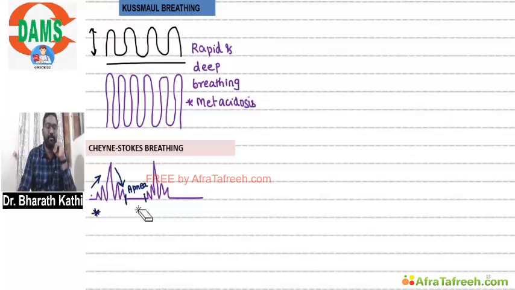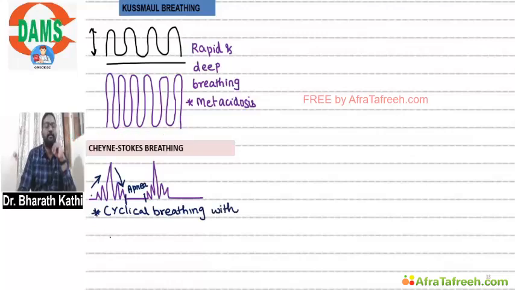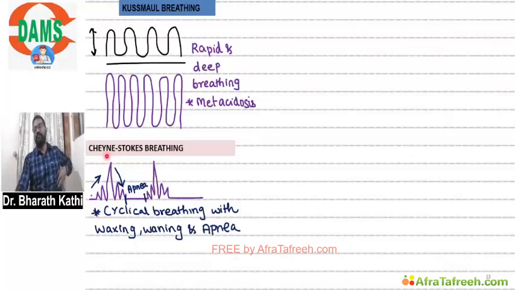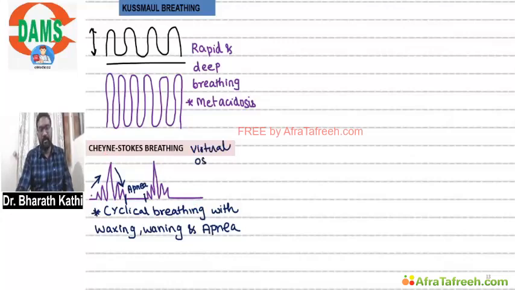This is a cyclical breathing. This is a cyclical breathing with waxing, gradual increase, waning, and apnea. So very important. Waxing, waning, apnea. So this will be asked as a virtual OSCE. They'll give you a breathing pattern like this, and they will ask you, explain this breathing pattern, and where do you see this?